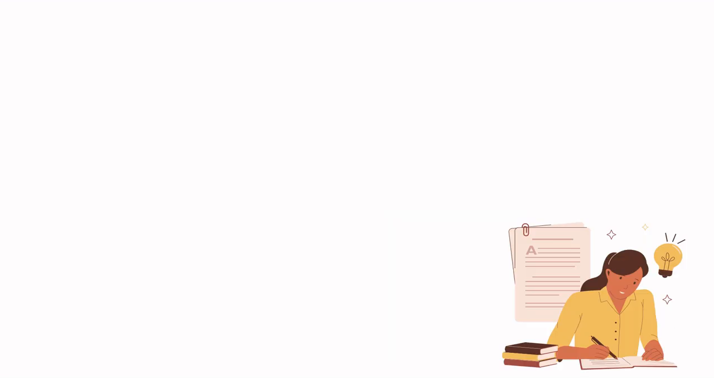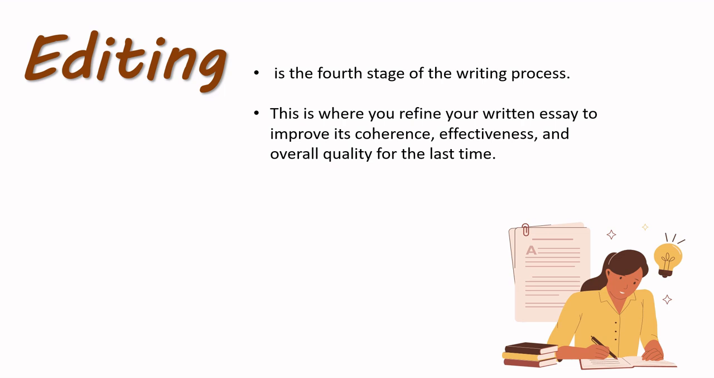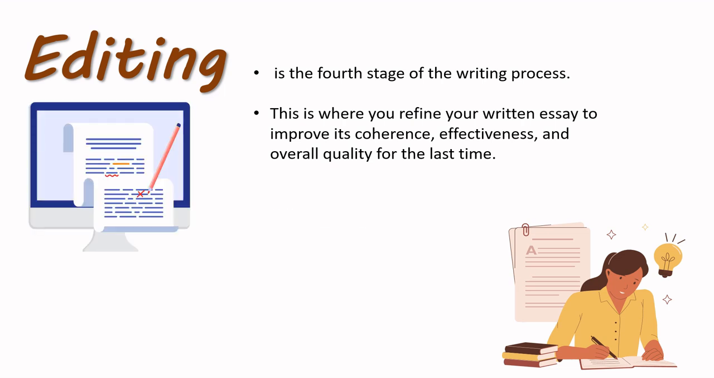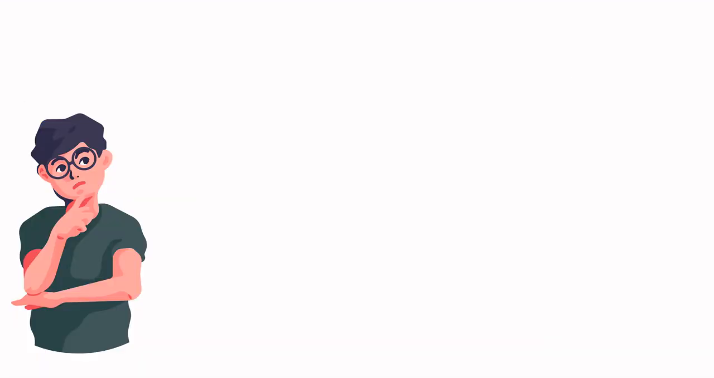Now, what is editing? Editing is the fourth stage of the writing process. This is where you refine your written essay to improve its coherence, effectiveness, and overall quality for the last time. The focus during this process is at the sentence level. Editing is an essential part of the writing process to ensure that the final paper will be able to meet the intended purpose and effectively convey one's ideas to their target audience through proper usage of language.